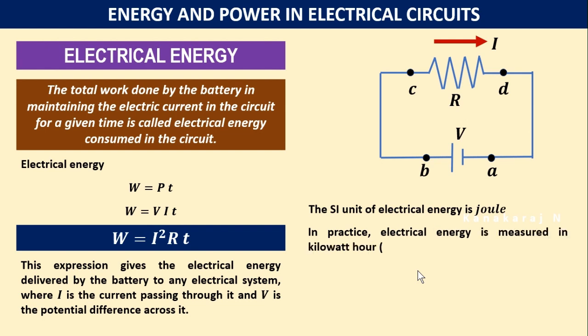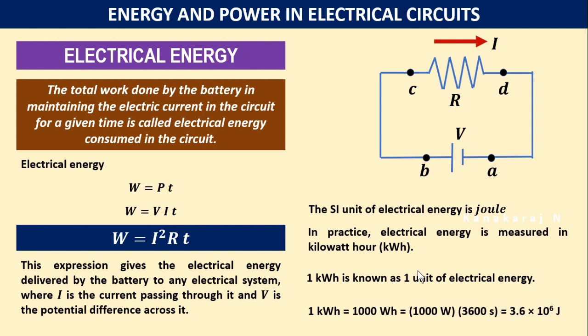Electrical energy is also measured in kilowatt hour. This is a commercial way of measuring. So 1 kilowatt hour equals 1000 watt hour. The hour is replaced by 3600 seconds. So we get 1 kilowatt hour equals 3.6 times 10 power 6 joule.